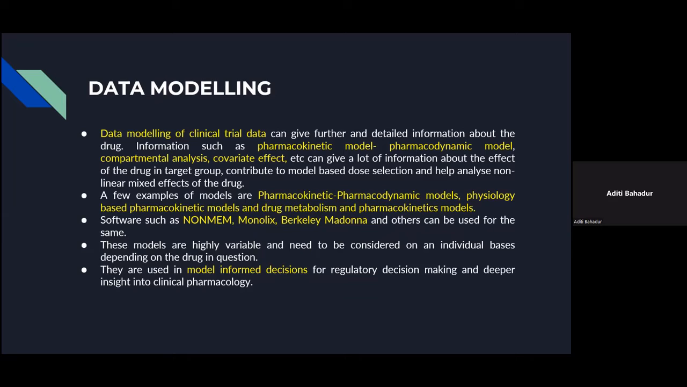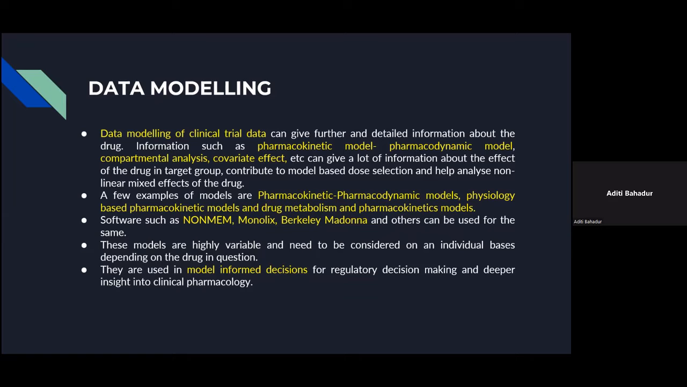So the most common approach to data modeling is that one would start with building a basic structural pharmacokinetic model, then add different kinds of variances, and then covariates, and then go on to build a more complex pharmacodynamic model, and then go on to build a PBPK model if required, and a DMPK model if required. So most of the time it's done like that. And there are several software packages that can be used for data modeling, like NONMEM, Monolix, and Berkeley Madonna.